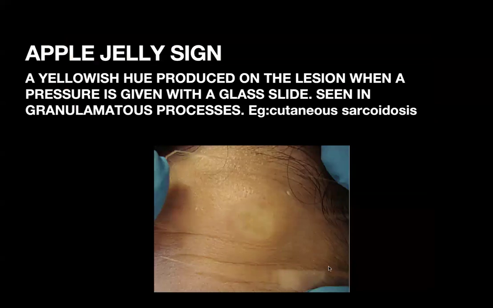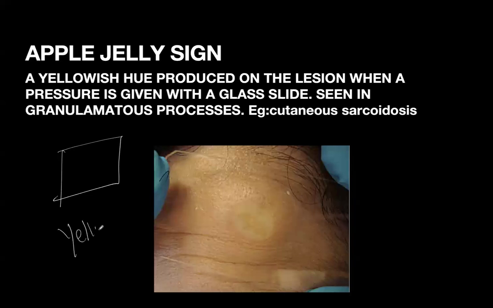This is an apple jelly shine. This is a yellowish hue that is produced on a lesion when a pressure is given. If you take a glass slide and apply it on a lesion and give a pressure, for example in cutaneous sarcoidosis or any granulomatous process, a yellowish hue will be there. This yellowish hue is the apple jelly sign.